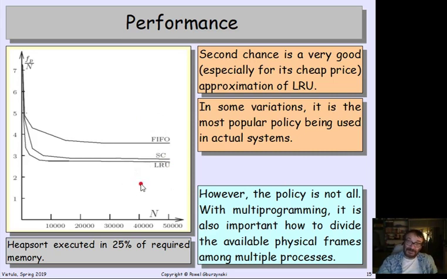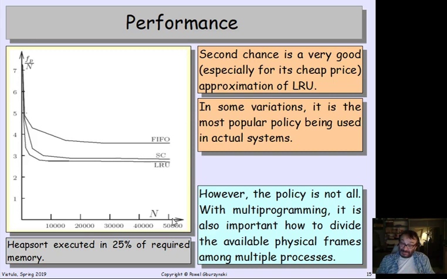And how are those strategies compared? Well, there was a program. This was a sorting program, where n is the number of keys to be sorted, and the program was executed in 25% of required memory. What does it mean? So there is some memory required to accommodate the program. If the program was given 100% of its required memory, then it wouldn't generate any faults. It would have all memory that was needed by the program. So there would be no need to replace pages.